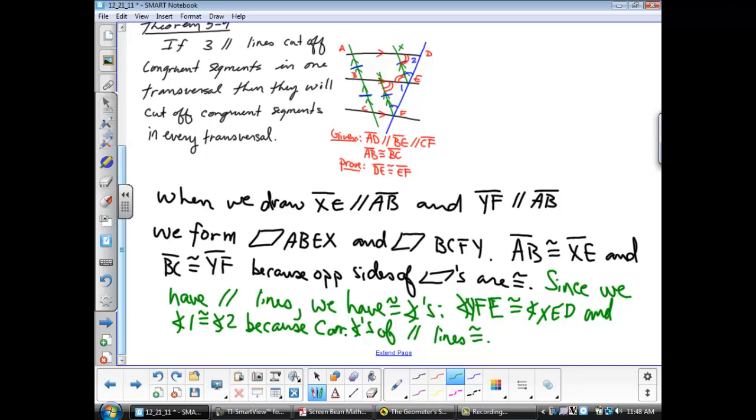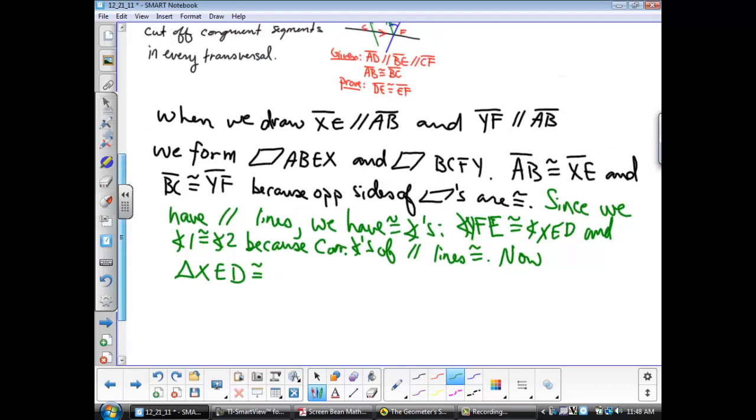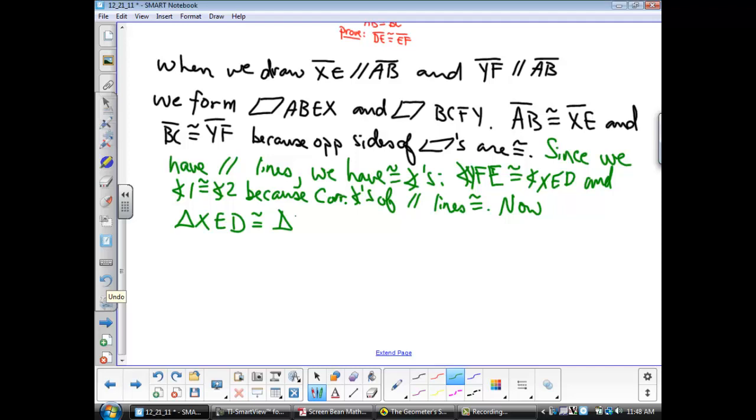Now, we have congruent triangles by angle, side. Triangle XED is congruent to triangle YFE by angle, side. Finally, because DE and EF are corresponding parts of these congruent triangles, we can say they are congruent, which proves what we want to prove.